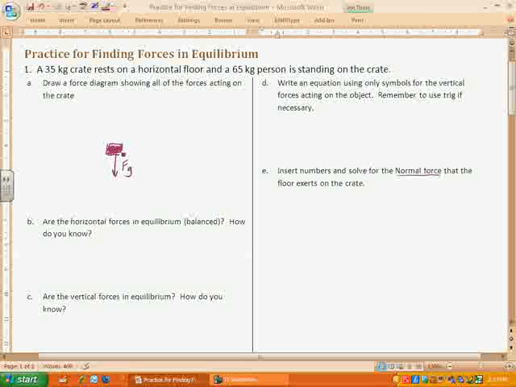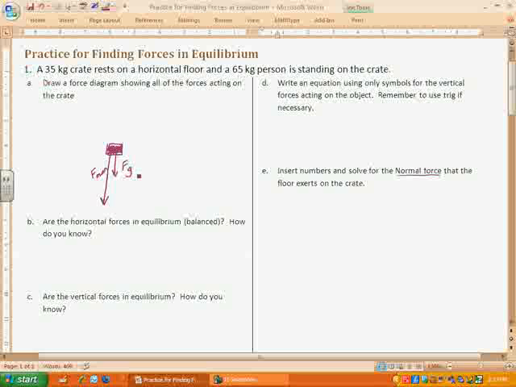So what are the things that are touching the crate? Well, the person is standing on top. If the person is on top, that means that he is pushing down on the box. So let's draw the force of the person pushing down on the box. This is the force of the man. I've drawn it bigger because his mass is bigger than the mass of the box, so his force is going to be greater than the force of gravity.